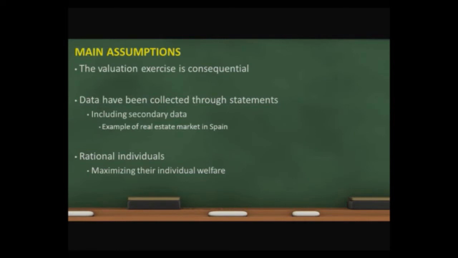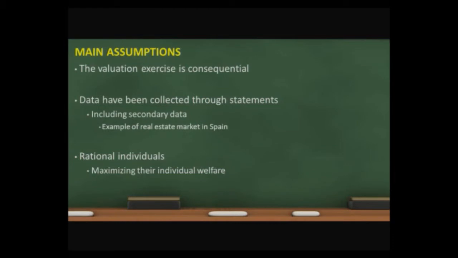Second, data have to be collected through statements, like surveys, as Bengt said before, usually through surveys. And this would include secondary data. Maybe the data we use in a travel cost or in a hedonic price exercise was collected by someone else for a different purpose. So we have to look at whether in the original purpose it was consequential and could be manipulated there.